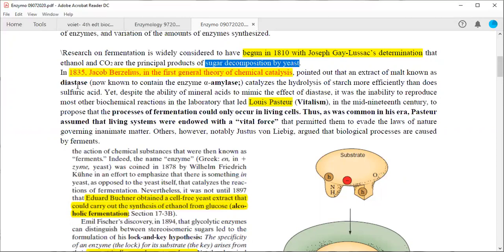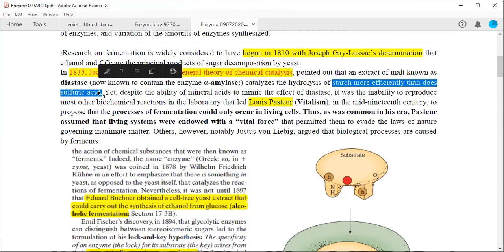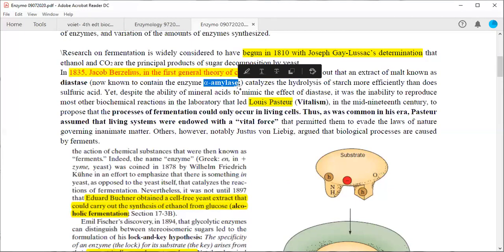Now we know this enzyme diastase, also known as alpha amylase, is able to degrade the sugars present in that extract. It catalyzes the hydrolysis of starch. The starch is present in plants actually, and it does so more efficiently than sulfuric acid. Sulfuric acid is also able to hydrolyze the starch, but it is less efficient in comparison to alpha amylase. So this biocatalyst was found to be more efficient when compared with sulfuric acid or other chemical catalysts.